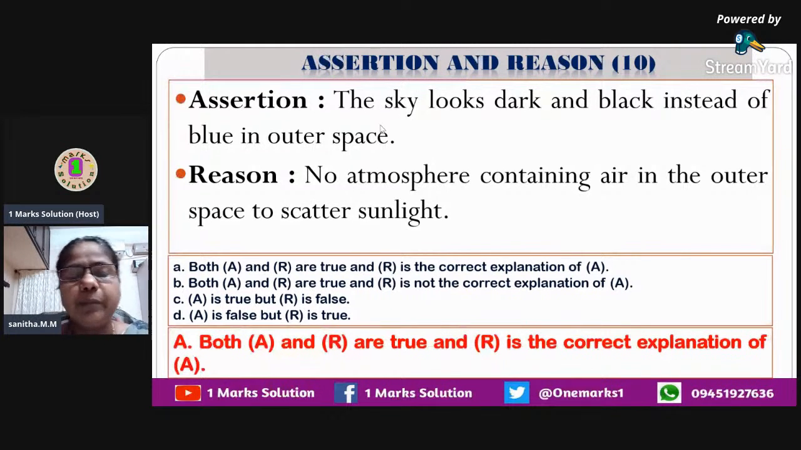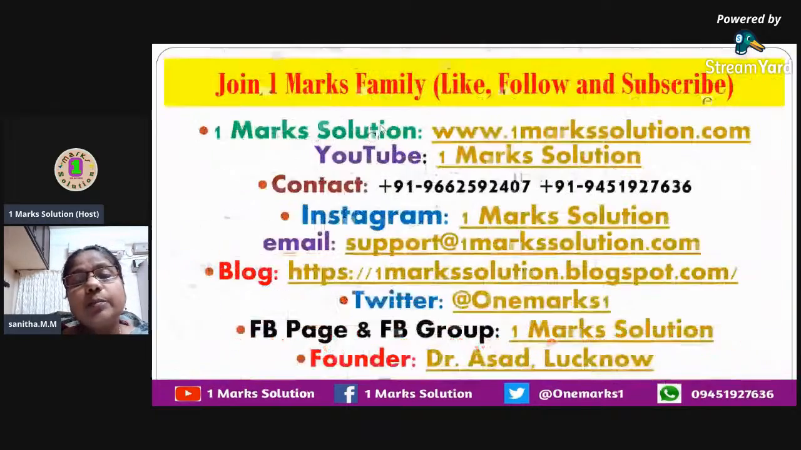This is very simple, you know that, isn't it? If there is an atmosphere, then only will there be scattering. The intensity of the light depends on the wavelength also. How does it scatter? It should be incident on the dust particles and be reflected back. So it is not there. No atmosphere is there, so how will you get any color? No. That is why it appears dark in outer space.